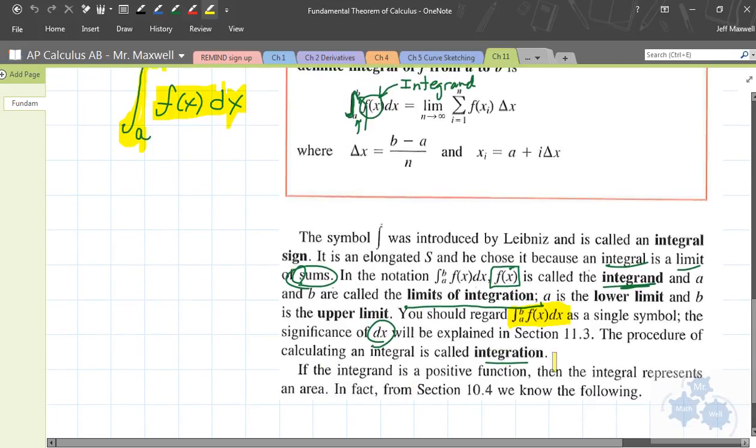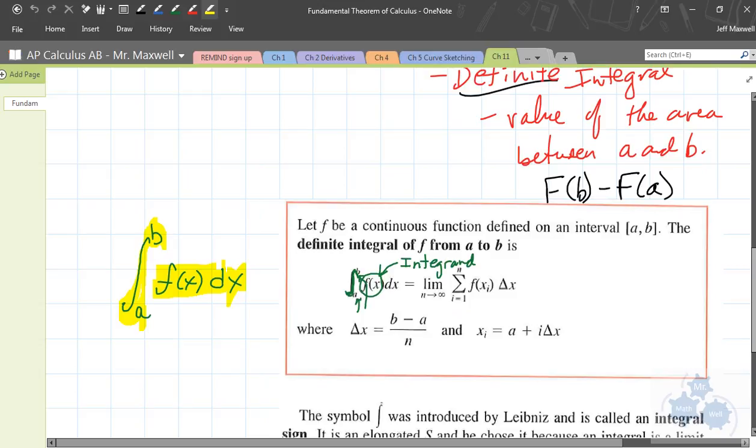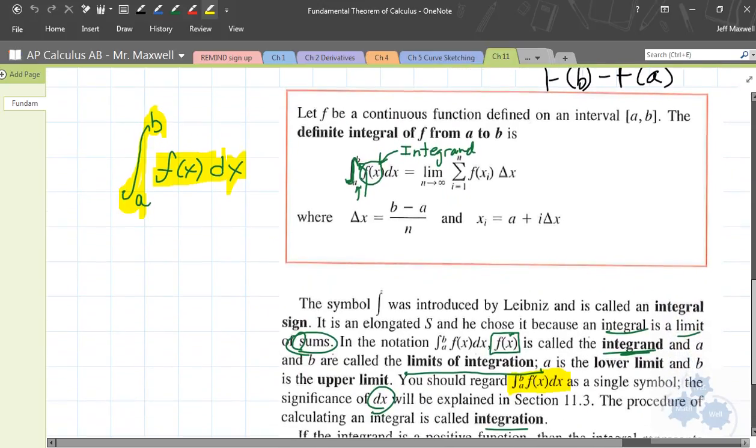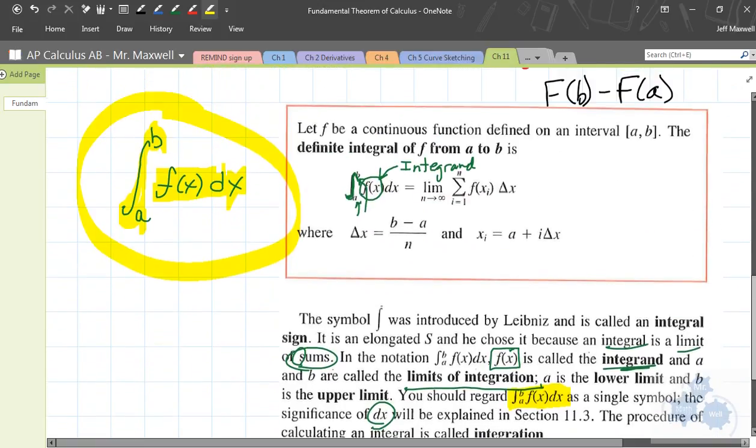So if the integrand is a positive function, the integral represents an area. Okay, we're going to quickly get to 11.2 because when we're doing the sums of these sort of things, it gets a little confusing. But I just wanted to talk about the notation there. So, okay, that right there.